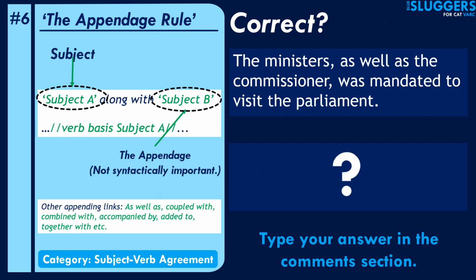Now, in this slide, I've provided you some other appending links, like as well as, coupled with, combined with, accompanied by, added to, together with, etc. And there's a sentence that I provided you here, which you can give a go. The sentence says, the ministers as well as the commissioner was mandated to visit the parliament. Now, do you think the sentence is correct? Well, if yes, let me know in the comment section. If you think it is not correct, type whatever you think should be the correct form of this sentence in the comment section. Okay, thank you.